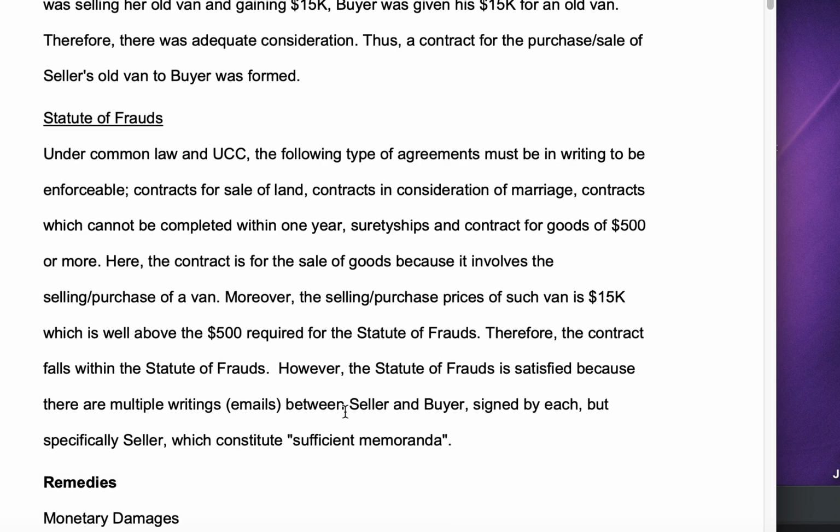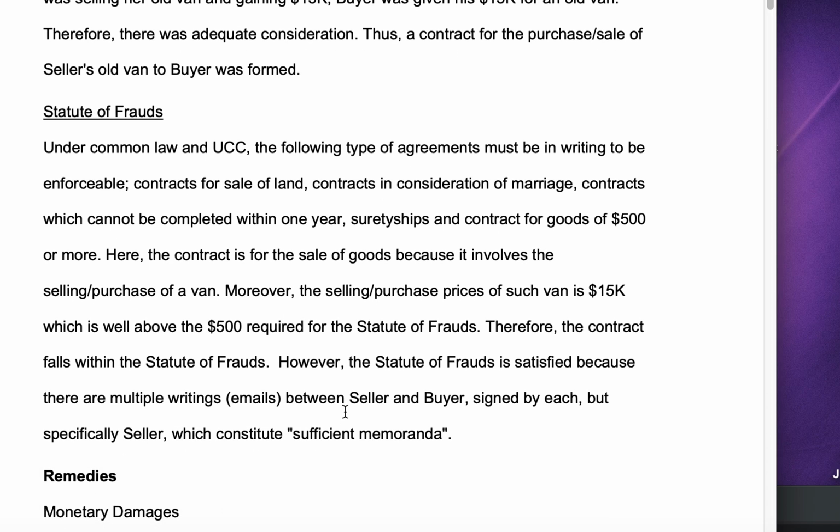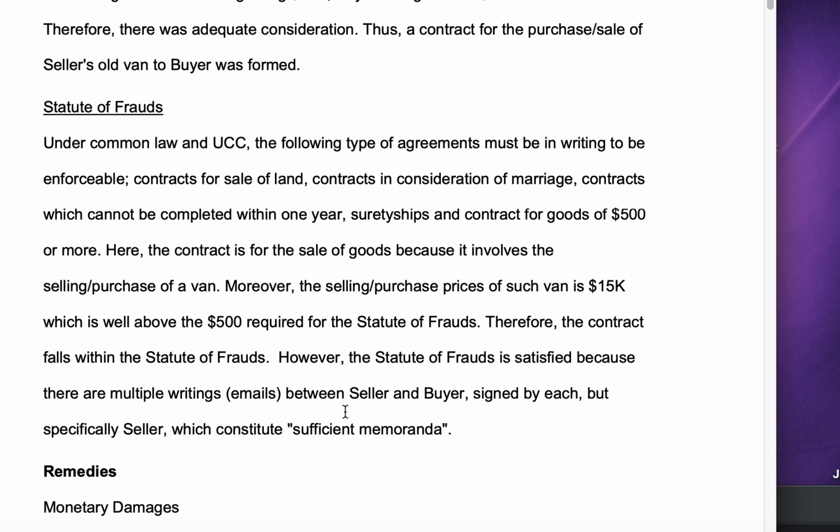Statute of Frauds. Under common law and UCC, the following types of agreement must be in writing to be enforceable: contracts for sale of land, contracts in consideration of marriage, contracts which can't be completed within a year, suretyships, and contracts for goods of $500 or more.